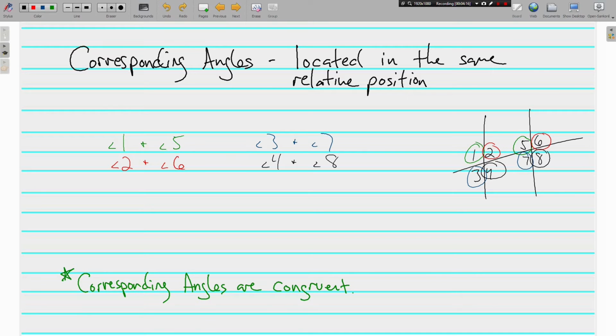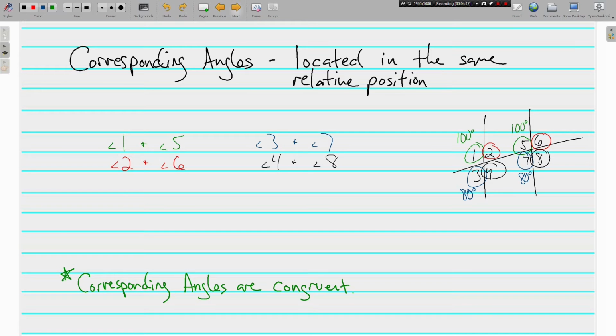It's also very important for you to know that corresponding angles are congruent. That's going to be a big deal for future things. If I told you that angle 1 was 100 degrees, then automatically you know that angle 5 is 100 degrees. Corresponding angles are congruent. If I told you that angle 3 was 80 degrees, then you also know that angle 7 is 80 degrees.